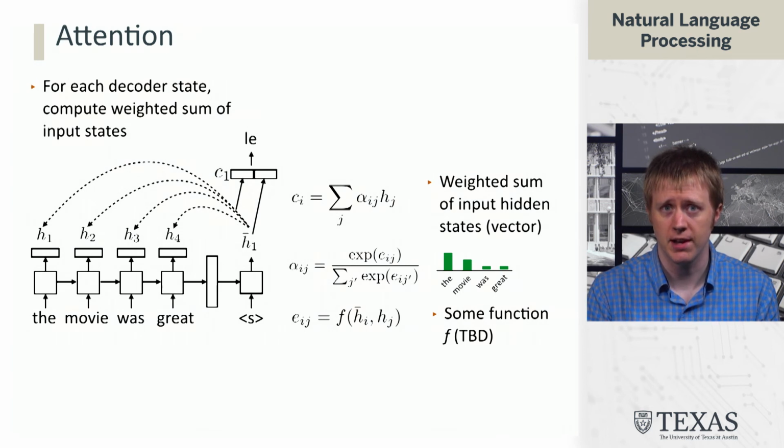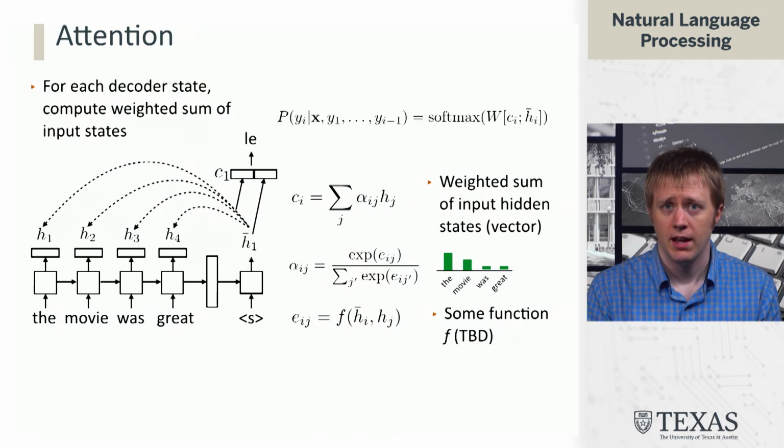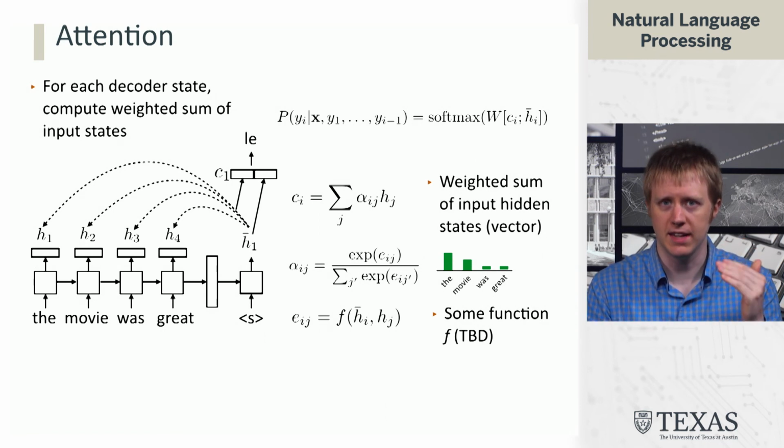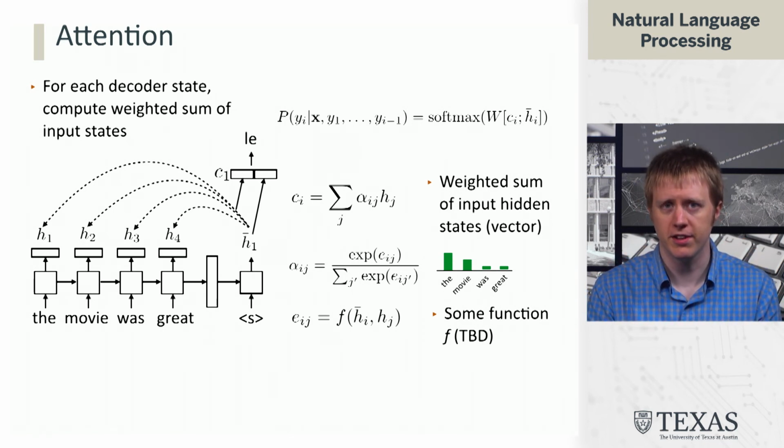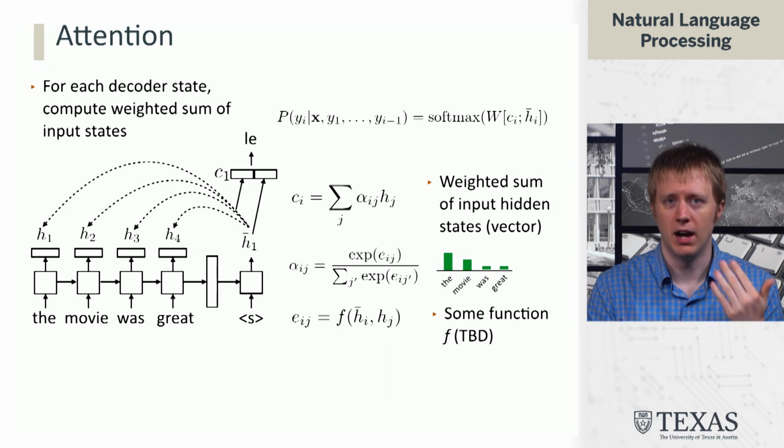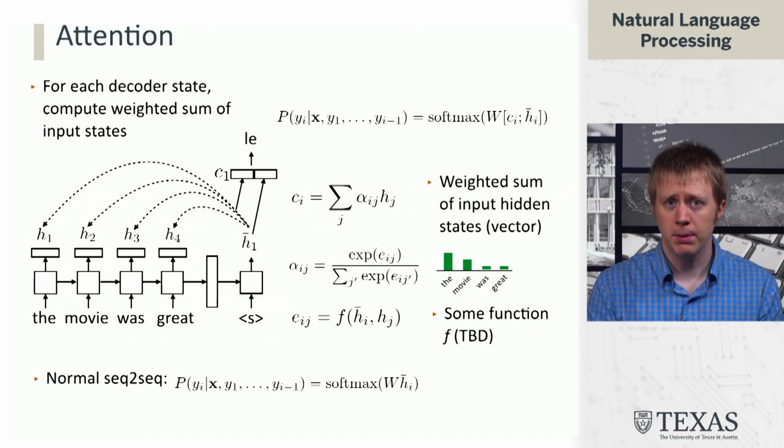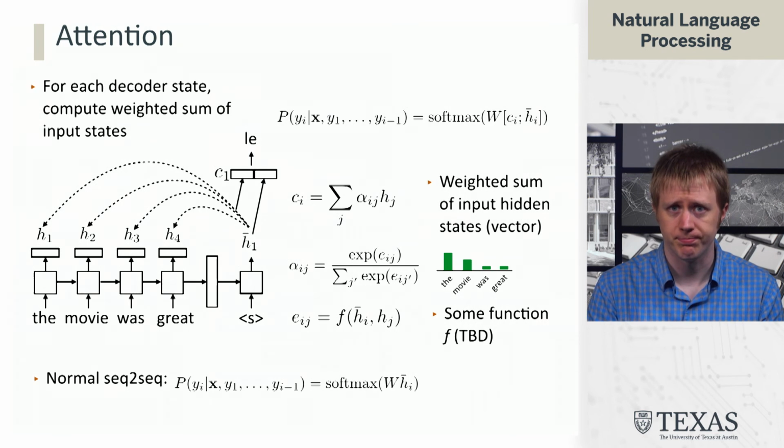All right, and now that we have this c vector, so we have c1 here because it's at the first time step, we are just going to append that with h1 bar and use that to predict our output. And so essentially what we're doing is we are taking this weighted sum of encoder states and feeding that directly into this final matrix multiply and softmax layer in order to inform what the actual prediction and probability distribution over output tokens is going to be. And so we can compare that to what we had before in our standard sequence-to-sequence model, which simply didn't have this c vector at all.